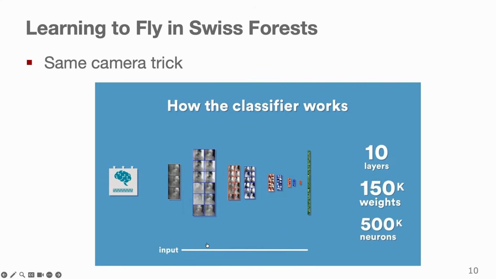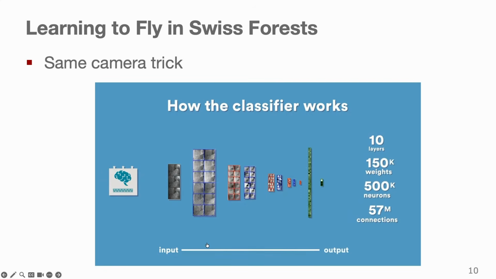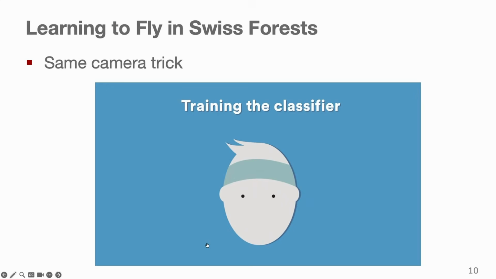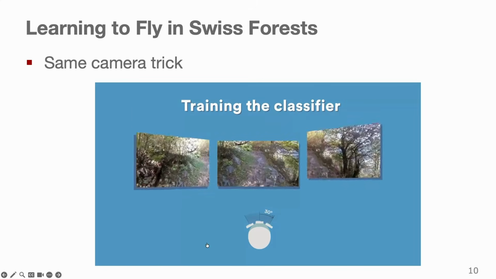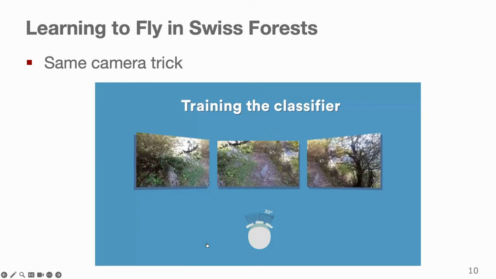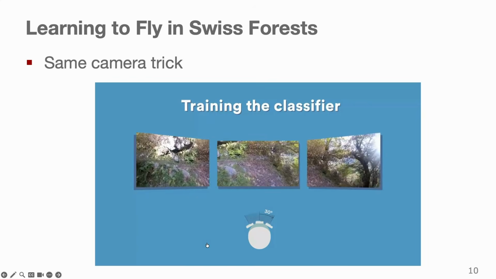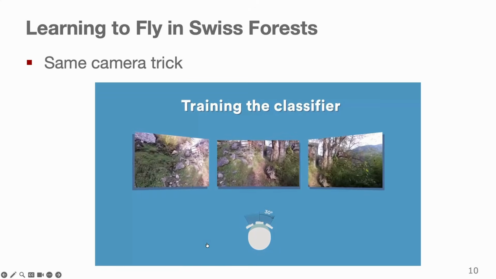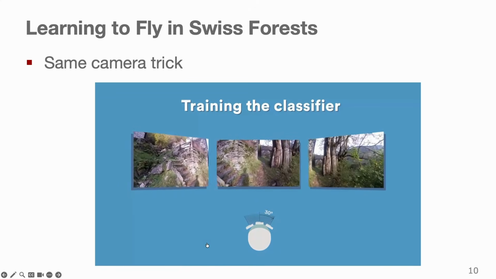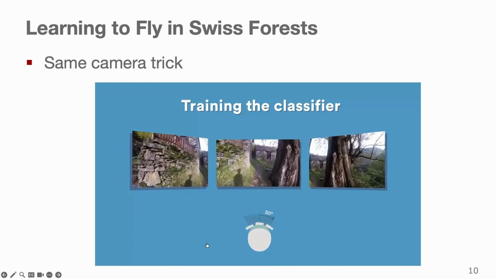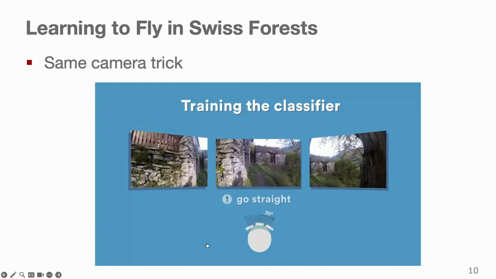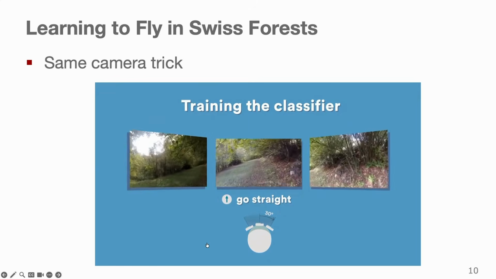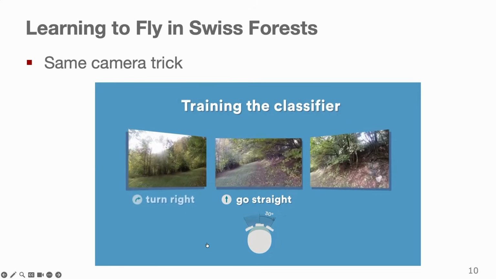I want to show the camera setup. Are they showing this now? Yeah, here we go. So they have these 3 cameras. And here you can see what the three cameras are seeing, and then they add these virtual labels to learn how to navigate this terrain. So with go straight, go right, and go left.